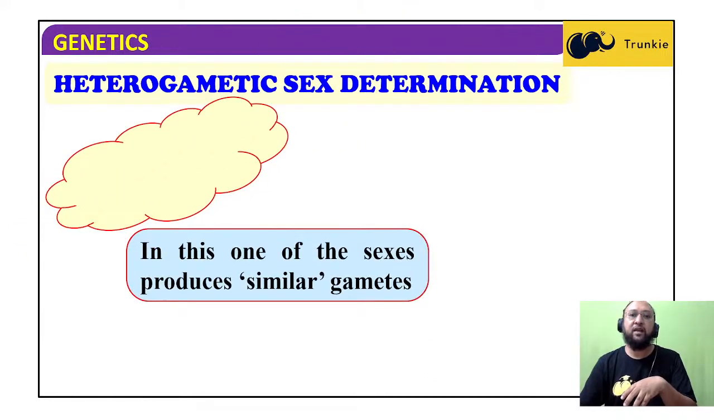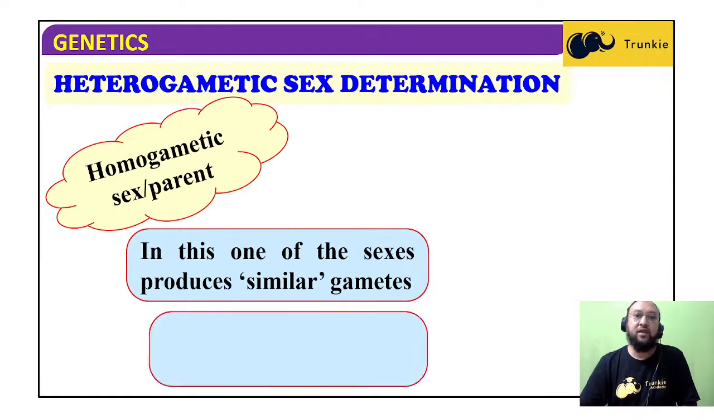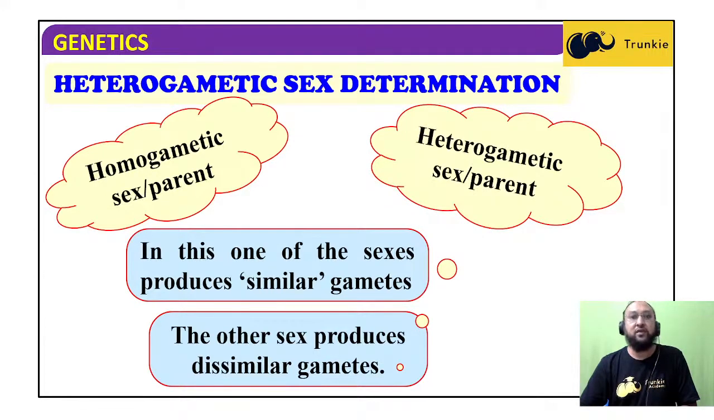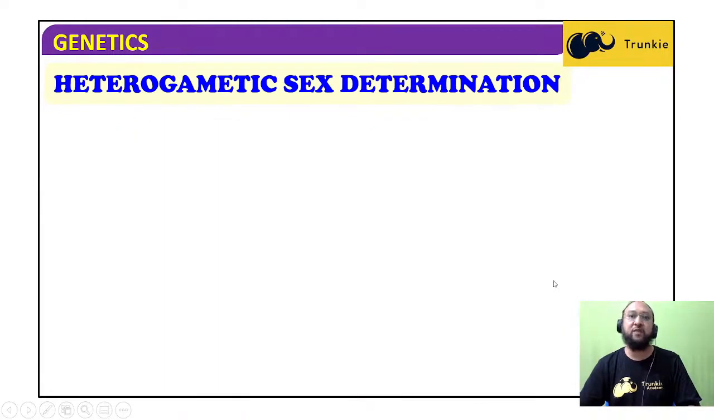In this, one of the sexes produces similar gametes, that is homogametic, and the other produces dissimilar gametes, that is heterogametic. So the female parent will be homogametic and produce a similar kind of gametes, and the male parent will be heterogametic and produce dissimilar gametes, which I have already told you and explained.